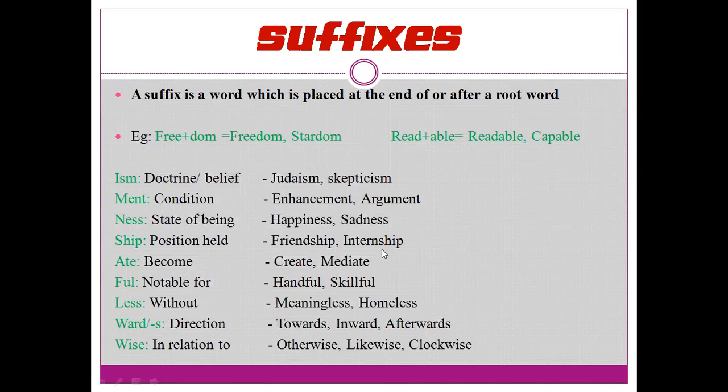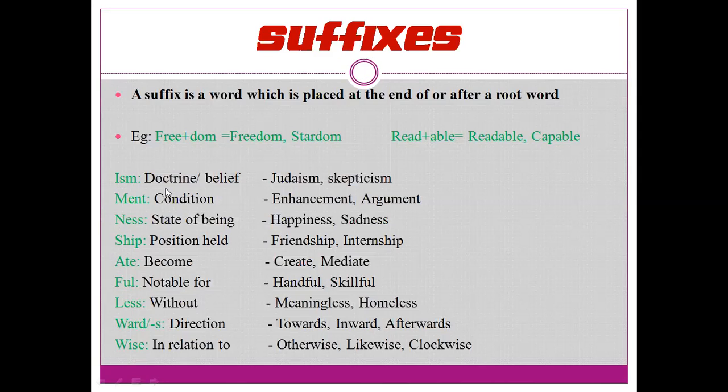And you can see the next word, readable. So read is the base word, and able is the suffix. So when you put them together, this is how it is going to be pronounced, readable. Our next one is here, capable. So this is how the words are actually formed when you add a suffix to the base word. And these are some of the suffixes, and let's see their meanings.